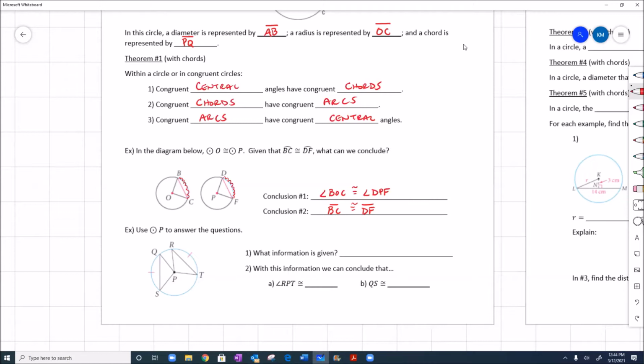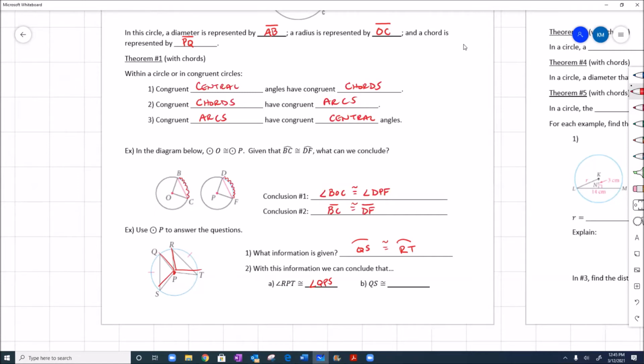It says use circle P in this next example to answer the questions. Here it says what information is given. So in circle P, what they told us at the beginning was that arc QS is congruent to arc RT. Because they marked the arcs, they didn't mark the chords here. So what can we conclude from that? Well, if the arcs are the same, we know the central angles are the same. Angle RPT is congruent to angle QPS.